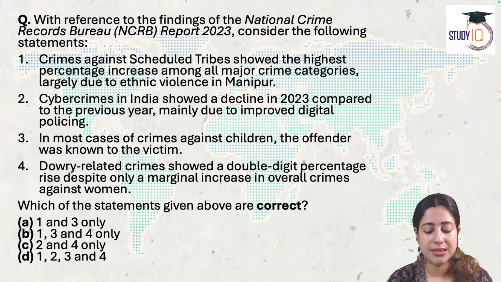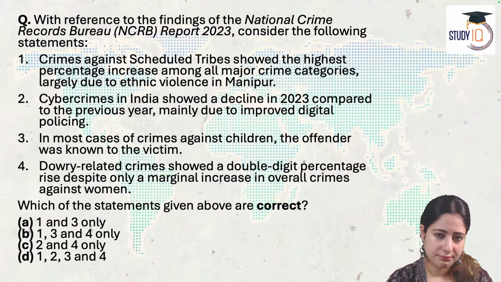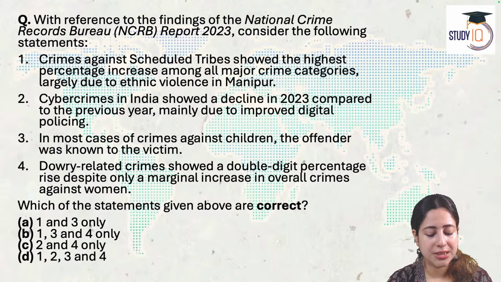Three, in most cases of crime against children, the offender, the person who has committed the crime, is known to the child. I'll give you a hint, that's true. It's a very heartbreaking thing to say, but it's true. Four, dowry related crimes showed a double digit increase despite only a marginal increase in overall crimes against women. So, which of these statements are valid here? Think again. Think once more. Look at the first and the second statement before you answer.